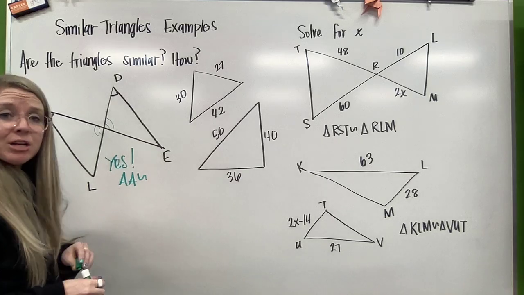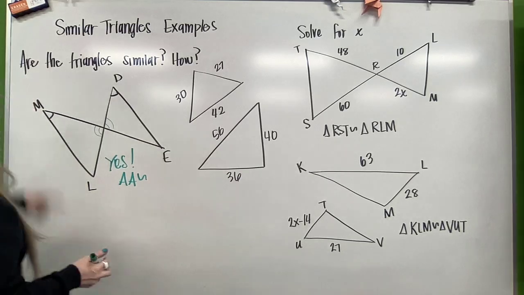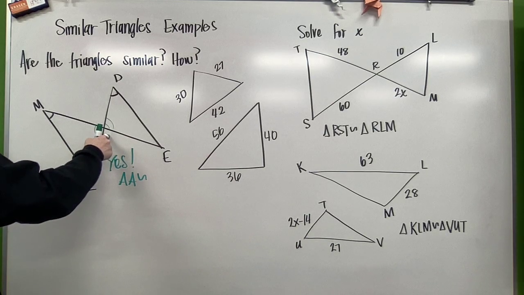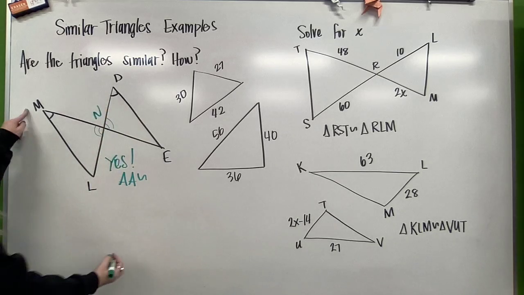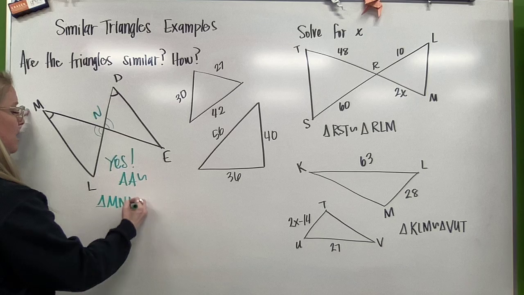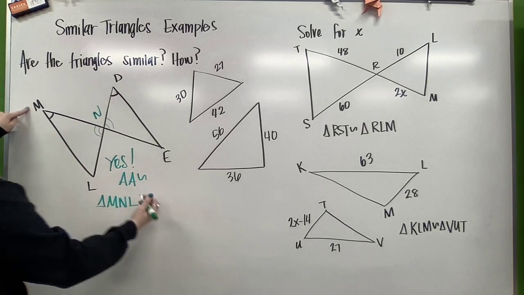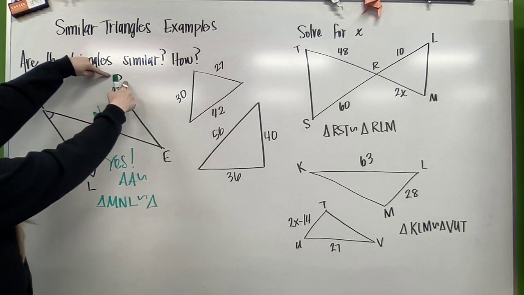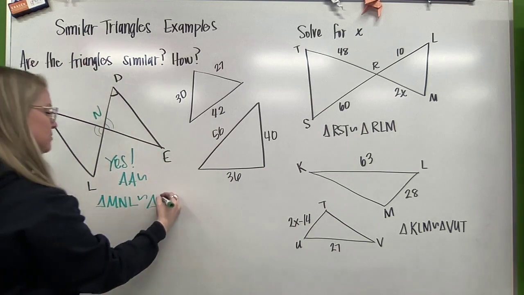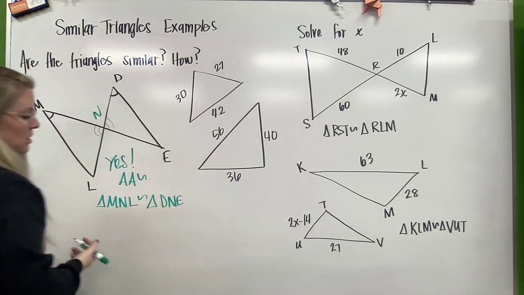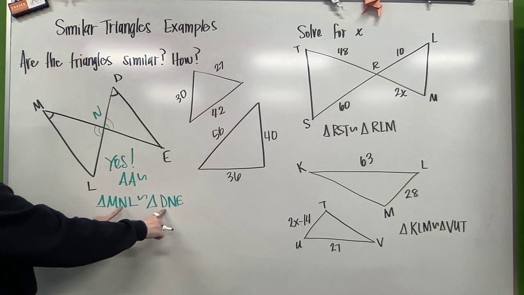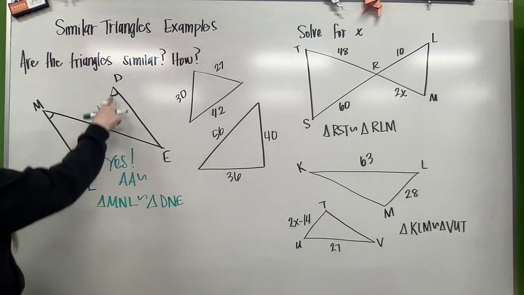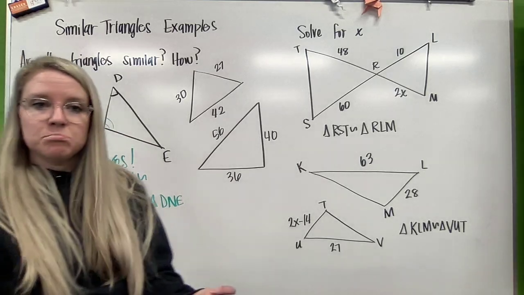Just to take it a step further, I'm going to go ahead and make the similarity statement. Let's call this middle point, not that it really matters, N. And we're going to say triangle MNL is similar to triangle, since I started at the congruent angle, I'm going to start here and go DNE. So M is congruent to D, N is congruent to N, L is congruent to E, MN would correspond with DN. That's what our statement says.